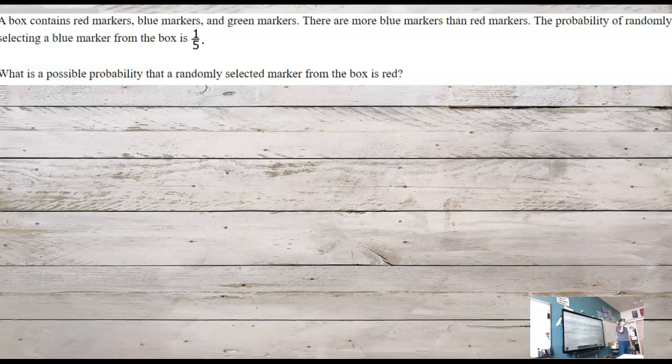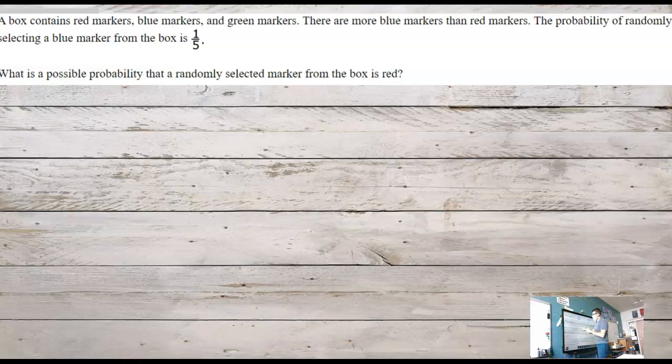Okay, we've got 3 more problems I'm trying to hit in about 4 minutes, so let's do this. We were trying to do this question, but we couldn't figure out how to change the slide. A box contains red, blue, and green markers. There are more blue than red. The probability of randomly selecting a blue is 1 out of 5.